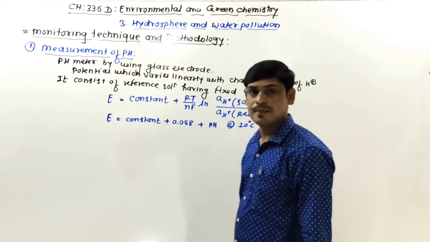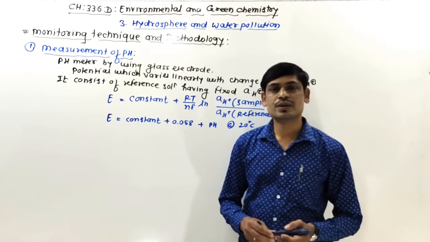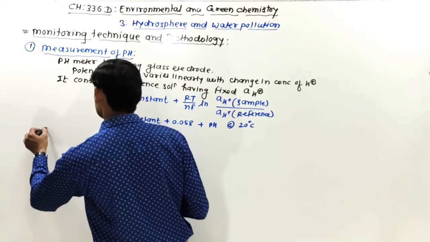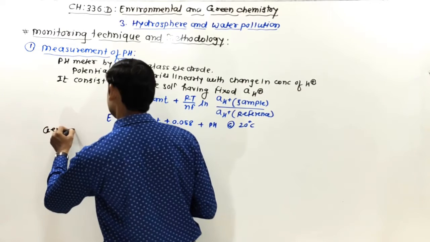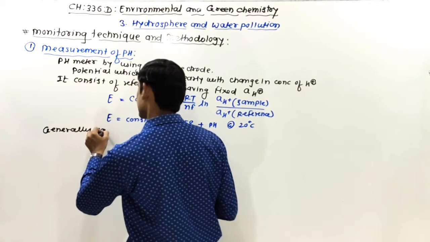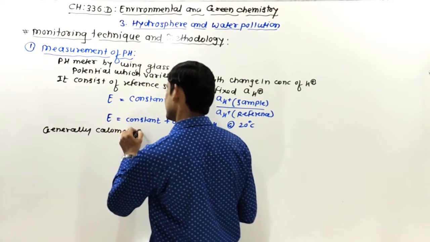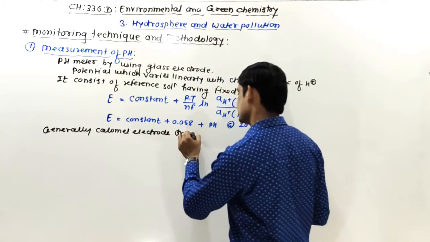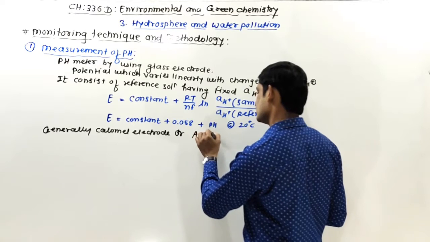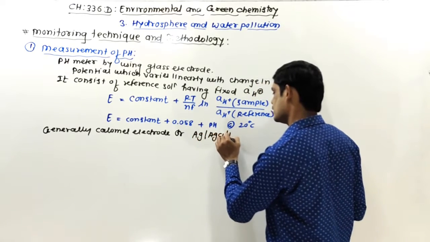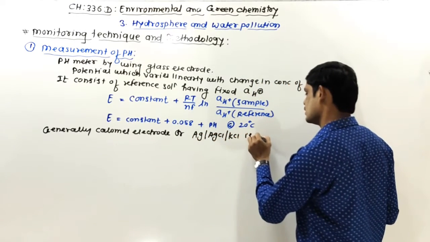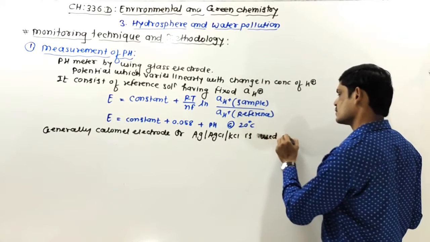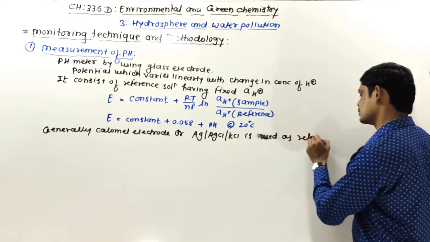In this case, generally a calomel electrode or Ag/AgCl, KCl is used as a reference electrode.